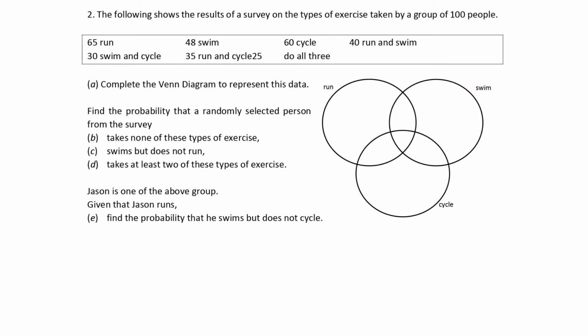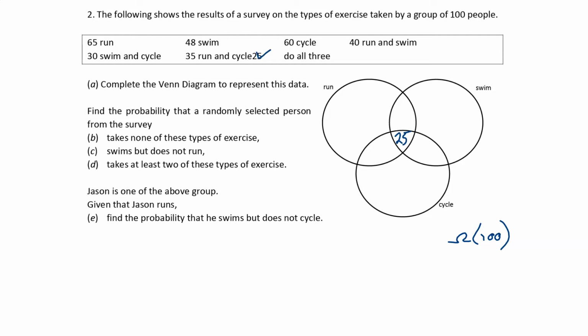Question 2 says, the following shows the results of a survey on the types of exercise taken by a group of 100 people. Complete the Venn diagram to represent this data. So our sample space is going to be 100 people. The first thing I'm going to look for is where all 3 of them intersect. In this case, it says that somebody does all 3. So it says 25 people do all 3. So that means right in the middle is where we'll put the 25.